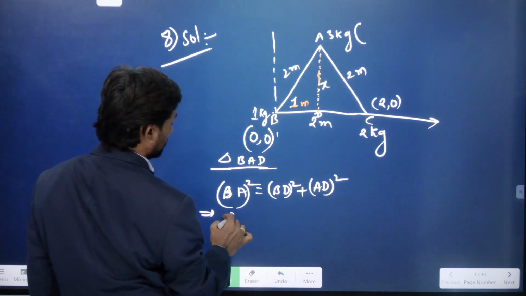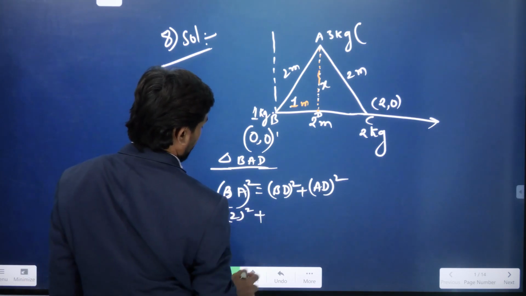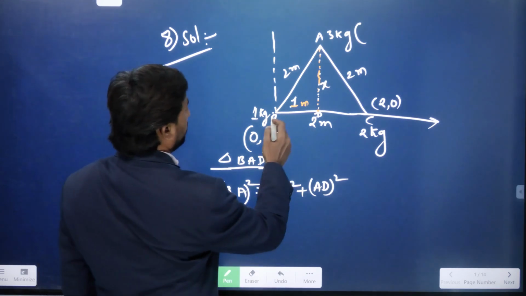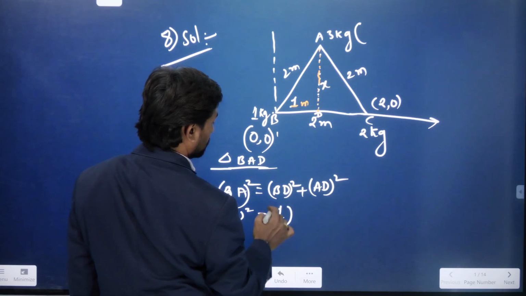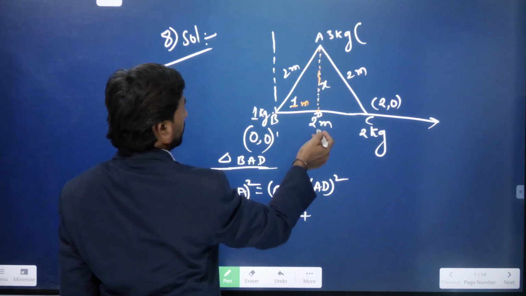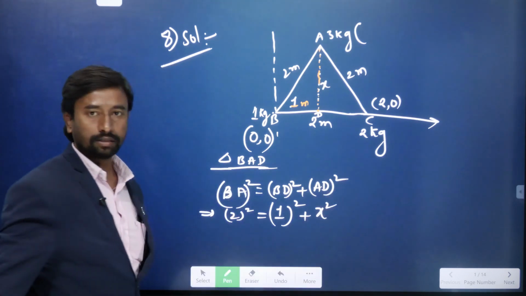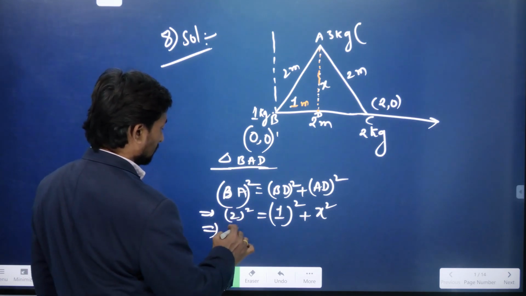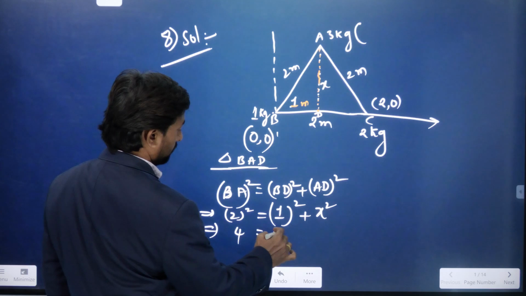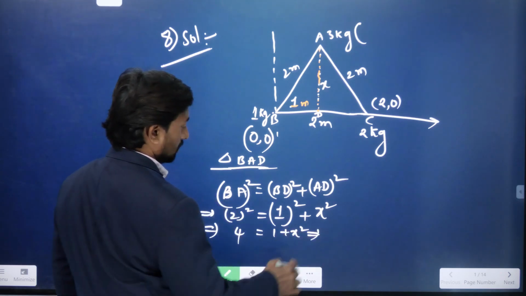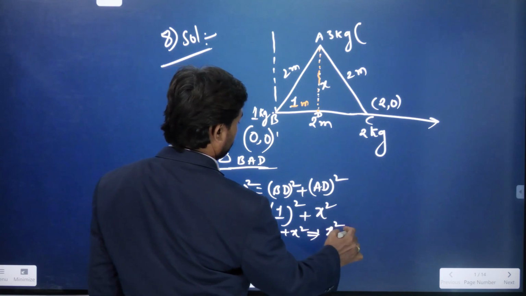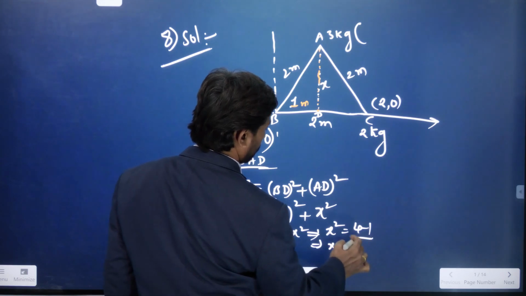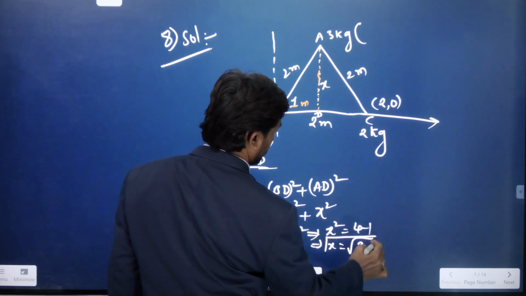So now BA square is nothing but 2 square, which is equal to BD, which is nothing but 1 meter, whole square, 1 square, plus AD, which is x. So x square. Now from that we should find out x. So it will become 4 equals 1 plus x square. If you send 1 to that side, it will become 4 minus 1. So we get x equals square root of 4 minus 1, which is 3. So we get the x value as root 3.